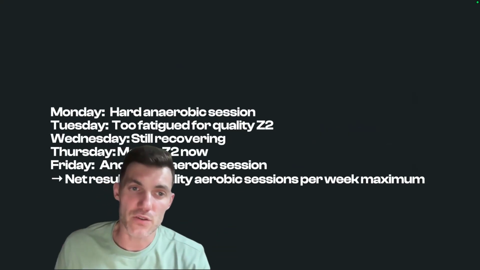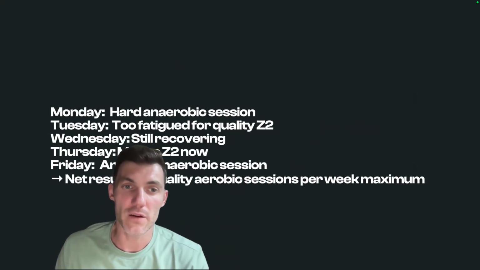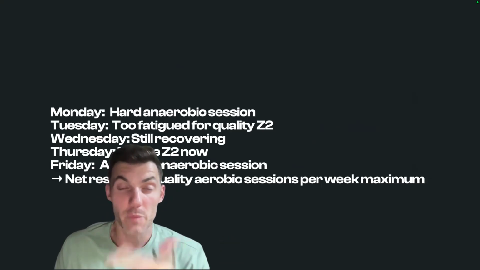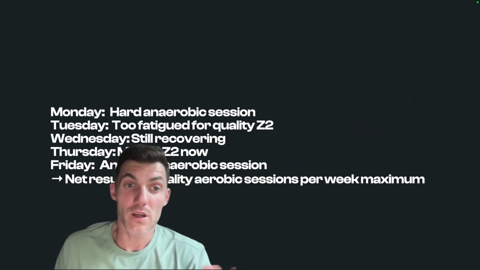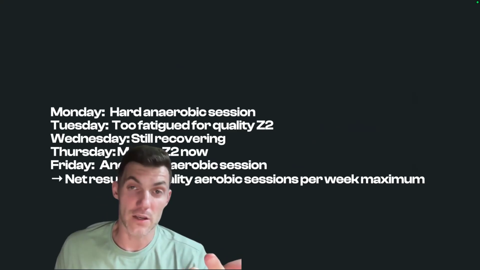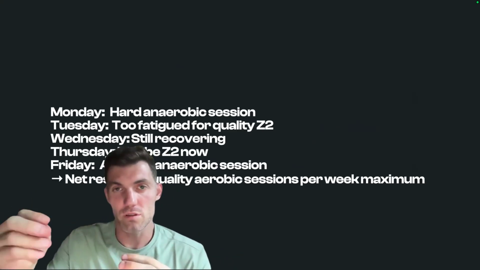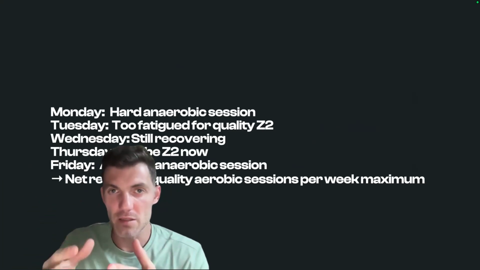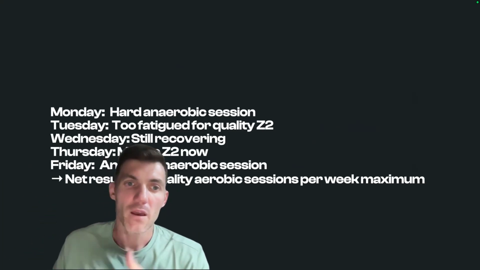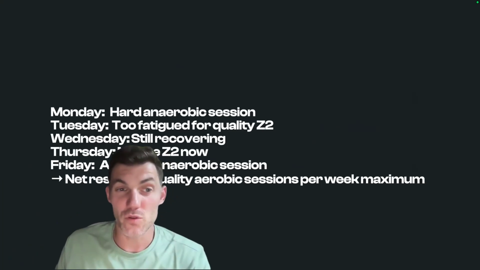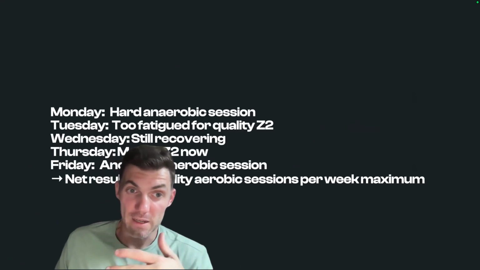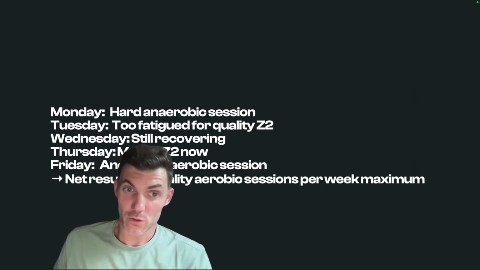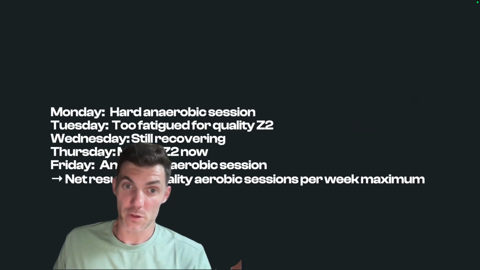So you have a Monday session, a hard anaerobic session. Tuesday you can't do anything, but let's say a runner goes out, he's too fatigued to do a quality session. A quality session means that you're quite recovered. Wednesday you're still recovering, maybe zone two on Thursday, and Friday another anaerobic session. So one to two quality aerobic sessions per week maximum.